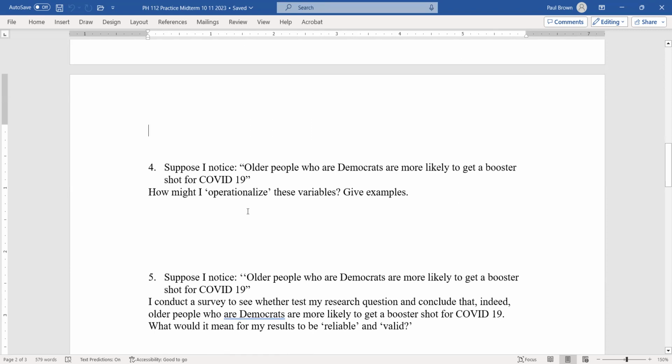Okay. Older people or Democrats are more likely to get a booster for COVID-19. How do I operationalize these variables? So like, what does it mean? So how would you answer this question? Well, what variables do I have to operationalize?